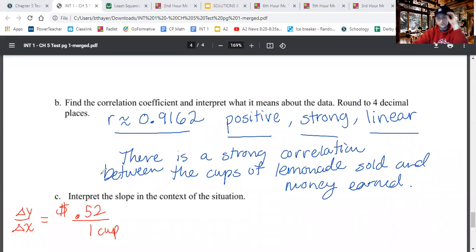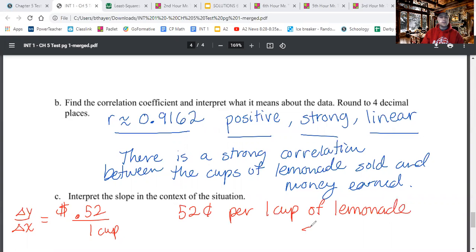Okay, for part C, interpret the slope in context. So that means our slope is 0.52, and I went ahead and put it over 1. And then I slapped on there the units for the y variable, which is dollars, and the units for the x variable, which is cups of lemonade. So we're just going to write this in a sentence. So $0.52, that translates to 52 cents per 1 cup of lemonade sold. That's the expected donation that we're receiving for 1 cup of lemonade sold, about 52 cents based on our equation.